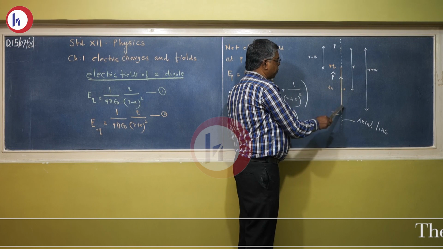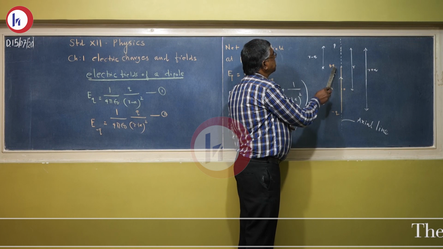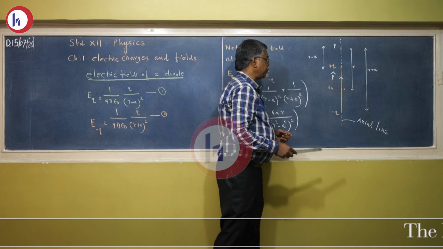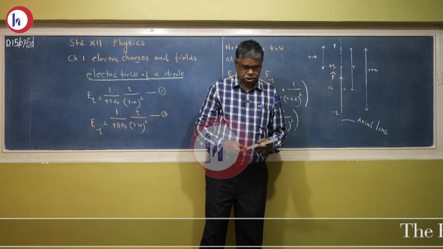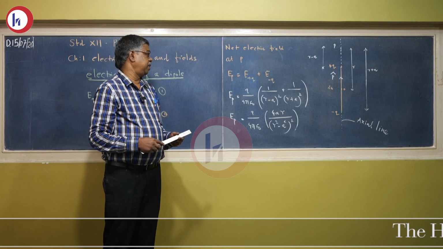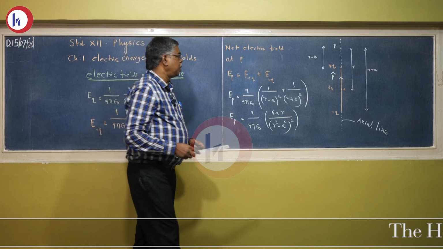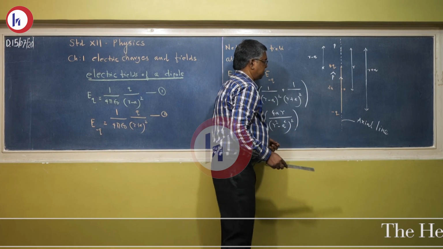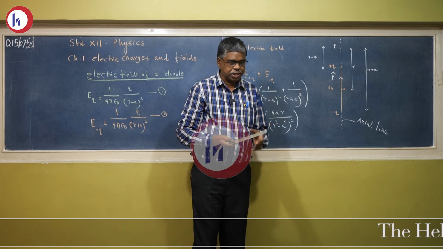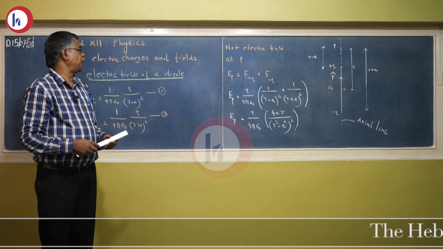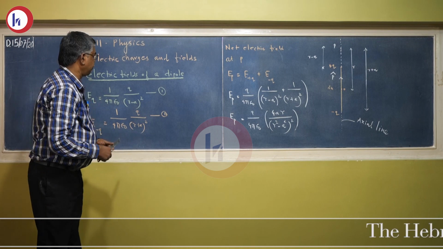Total charge of a dipole is 0, plus q and minus q. Even so, an electric dipole can produce an electric field. The reason is that the charges are at separated places. Now we are going to discuss how to find the electric field due to a dipole.